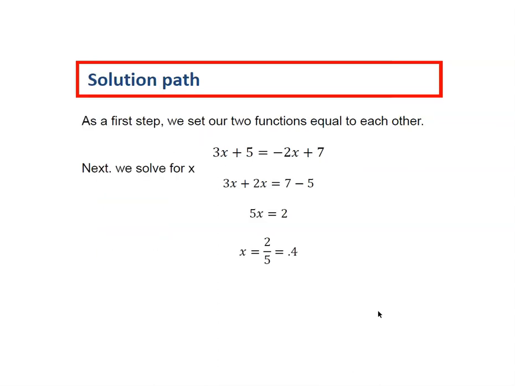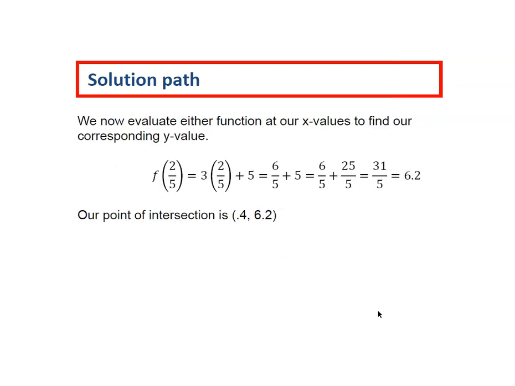For our solution path, as a first step, we set the two functions equal and solve. We find that x equals 0.4. We evaluate either function at this value to find the corresponding y value, and we find our point of intersection to be (0.4, 6.2).